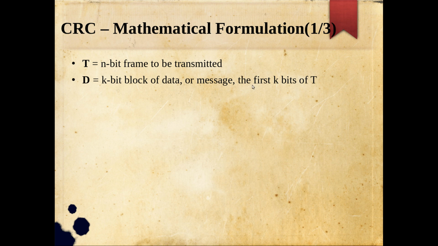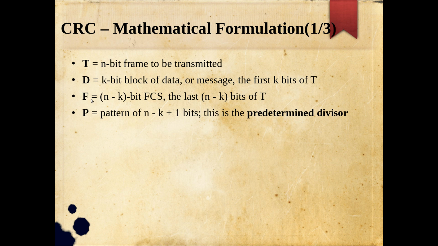If T is n bits long and the first k bits are our original message, then what about the remaining n minus k bits? That is the frame check sequence, or the error detecting code, or simply the check bits. The last n minus k bits of our transmitted frame T are denoted by capital F. Now we have a special binary CRC bit pattern, using which we perform the CRC division at the sender side and at the receiver side.